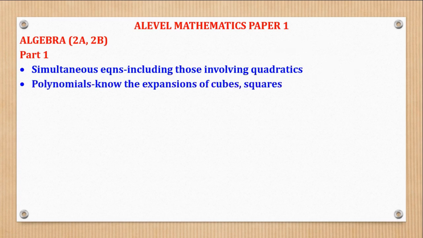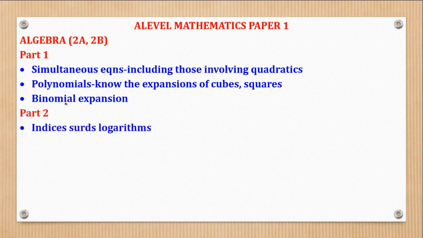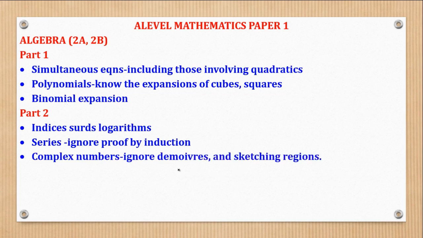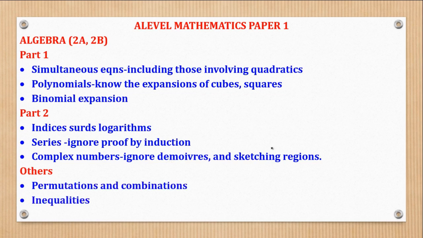Then another topic is polynomials and quadratics, so we need to know how to expand cubes and squares. Another one is binomial expansion. So that is in part 1. Another part has topics like indices, surds and logarithms, series, but for your year you will ignore proof by induction. And complex numbers, in your year you will ignore De Moivre's and sketching regions. Then the other topics can be permutation and combination and inequalities. So I've distributed them in order of their relevancy.